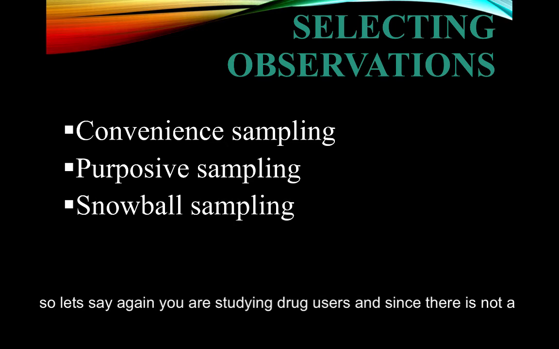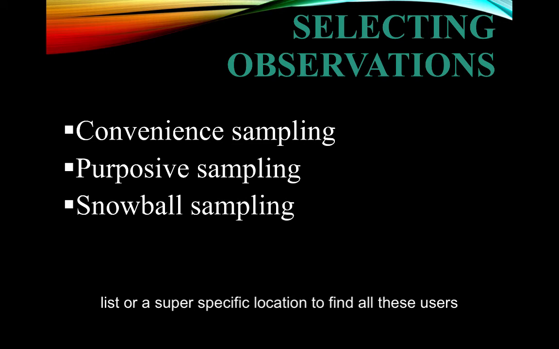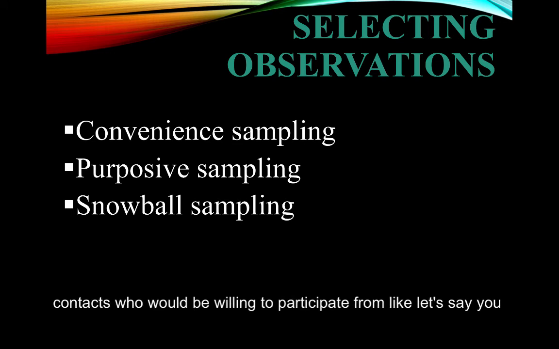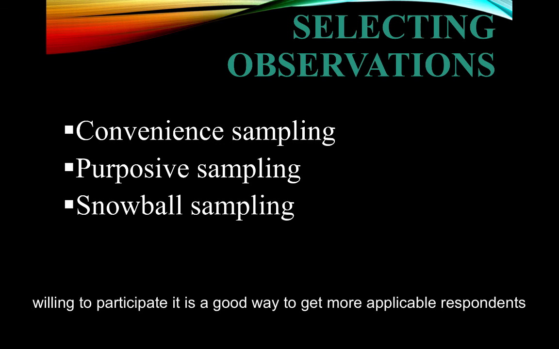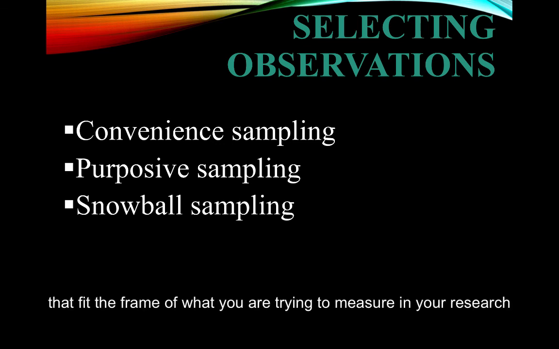So let's say, again, you're studying drug users, right? And since there's not a list or a super specific location to find all these users, you interview someone that's applicable and you ask them if they know anyone that would be willing to participate. It's a good way to get more applicable respondents that fit the frame of what you're trying to measure within your research.